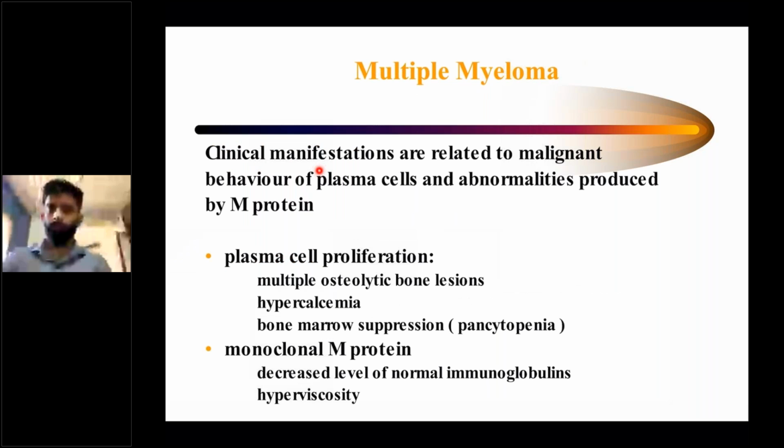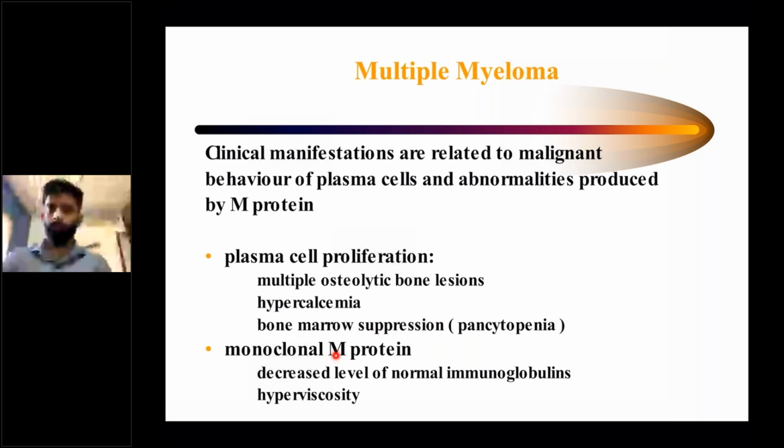The clinical manifestations are related to malignant behavior of plasma cells and abnormalities produced by the M protein. Because of plasma cell proliferation in the bone marrow, there will be multiple osteolytic bone lesions. There will be hypercalcemia because of PTH production, and there will be bone marrow suppression with pancytopenia. All the other bone marrow cells will be suppressed because of the plasma cell proliferation.